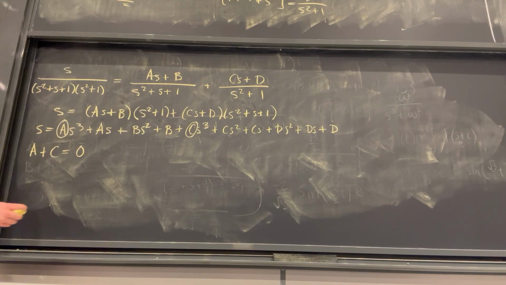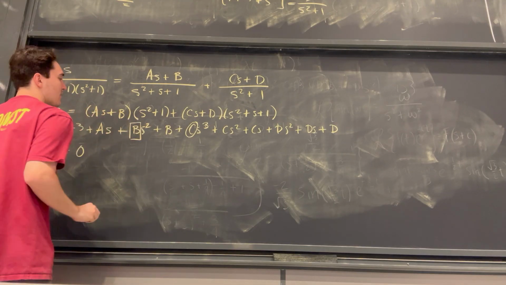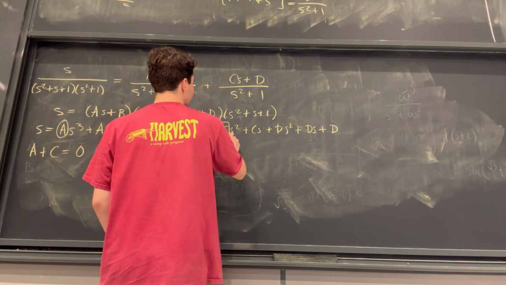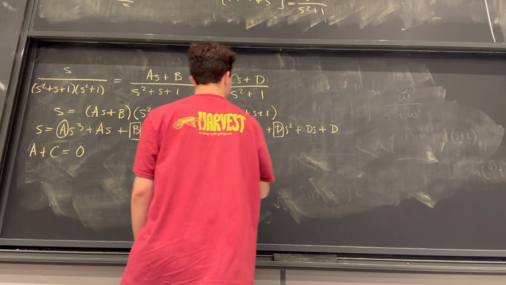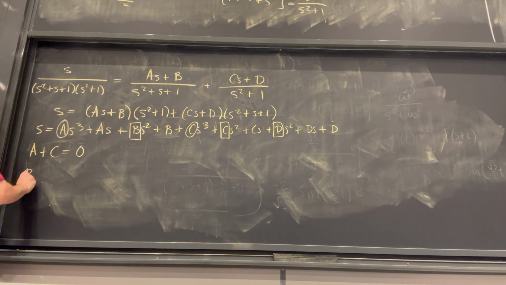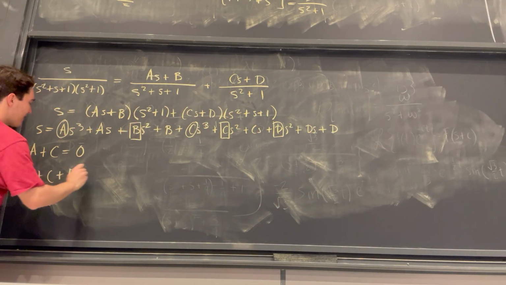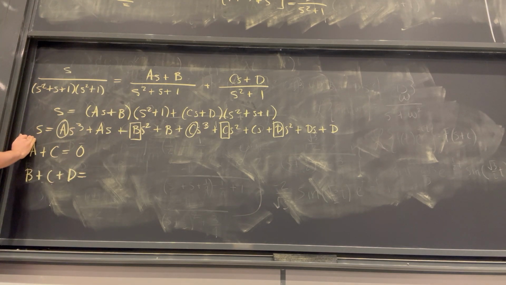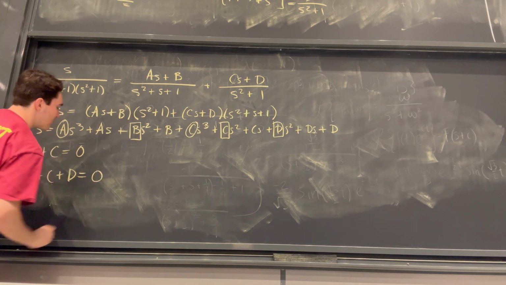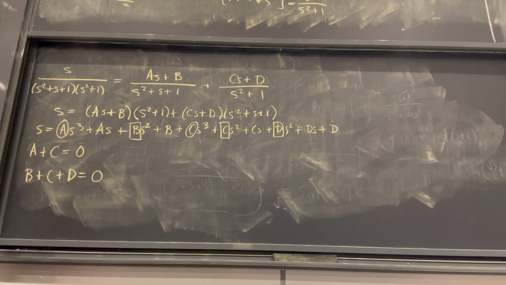Now let's put a box around the coefficients of the squares. So I see a b, I see a c, and I see a d. So I got b plus c plus d, and then I don't see any s squareds on the left-hand side, so these also must add up to 0 and get rid of all the squareds.